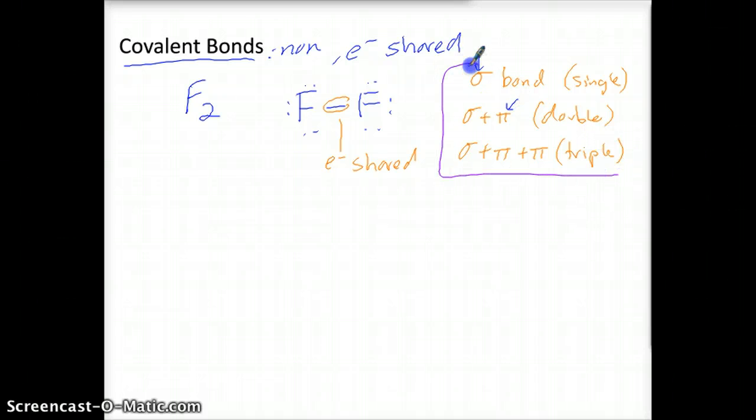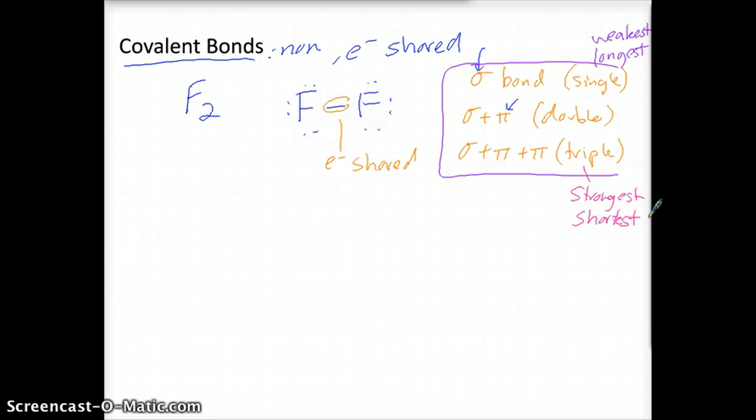Okay? So out of these bond types, single bonds are the longest and the weakest. They're the easiest to break. They take the least amount of energy. Whereas triple bonds are the strongest and the shortest.